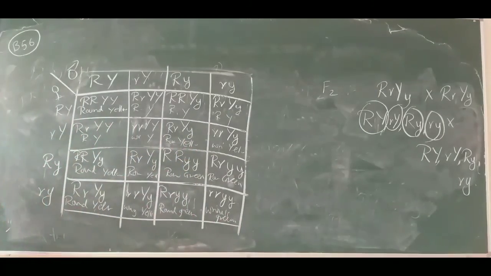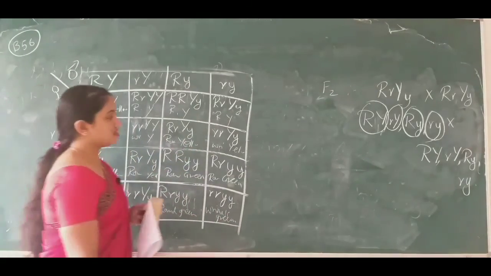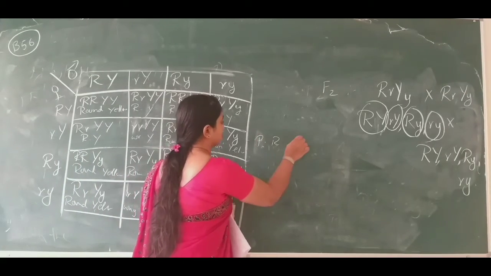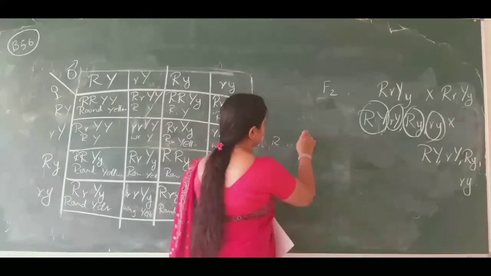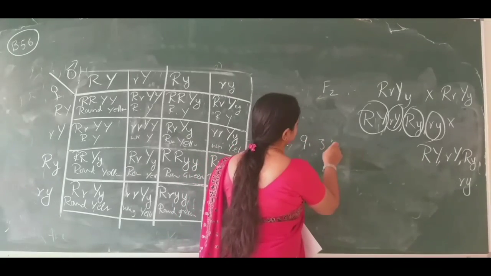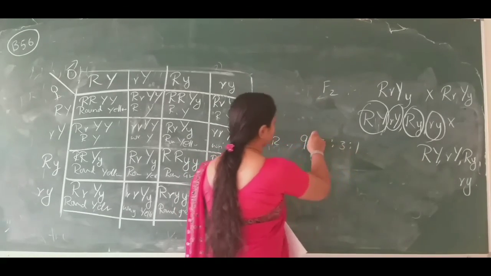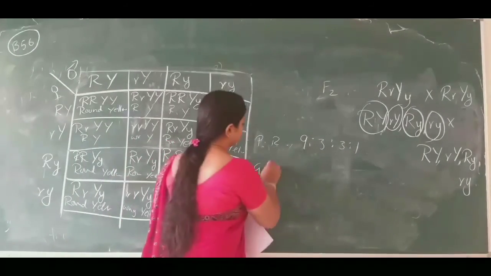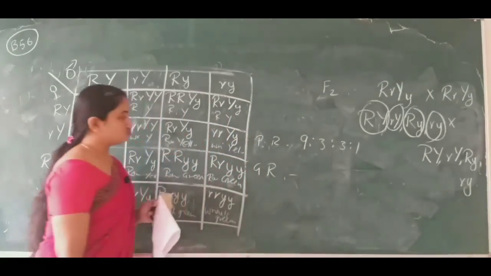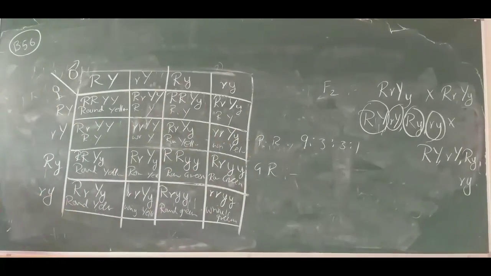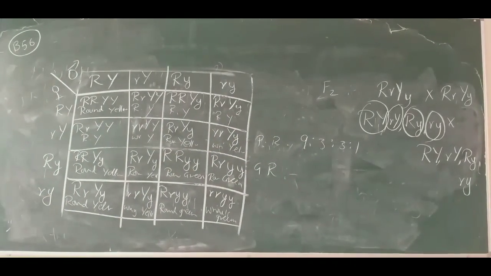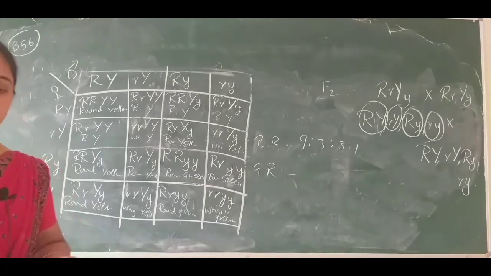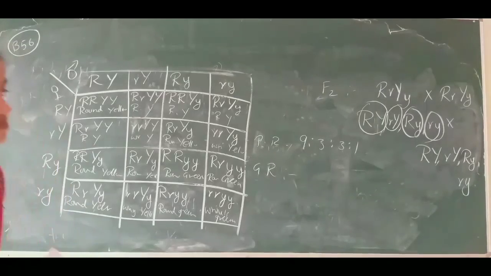Now I have to write the phenotypic ratio. The phenotypic ratio is 9:3:3:1, and the genotypic ratio is 1:2:1:2:4:2:1:2:1. So just glance at the PDF notes for the genotypic ratio.